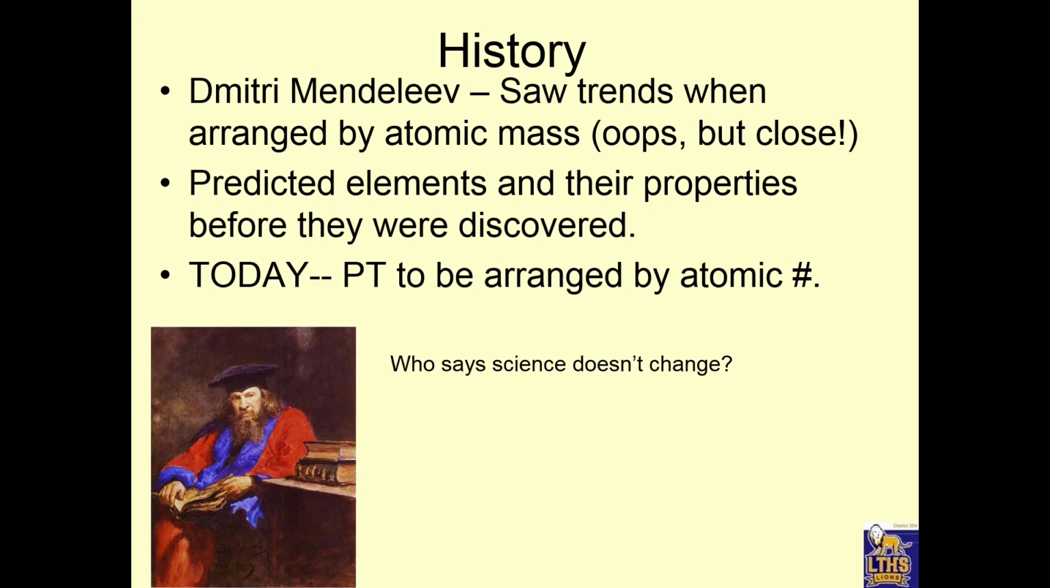Okay, so it's the history of our periodic table. Well, people were trying to arrange the elements as they were being discovered, and what Dmitri Mendeleev did was he saw trends when he arranged them by mass. Now, that's close to what we do today, but we actually use atomic number today. But his arrangement was pretty powerful because he predicted elements and their properties before they were discovered. Today, we use atomic number. Okay, so the periodic law says that patterns repeat when you arrange them by atomic number. The original periodic table that was used very often was by atomic mass.